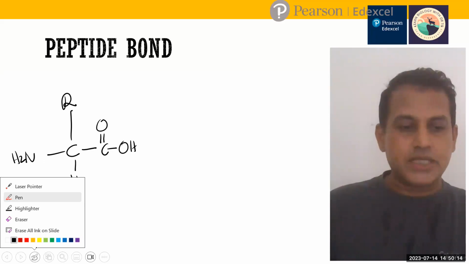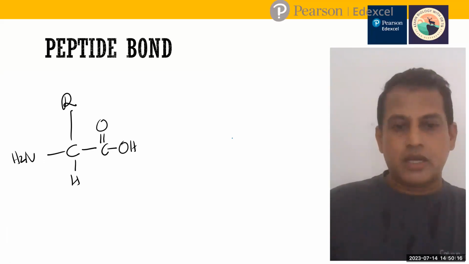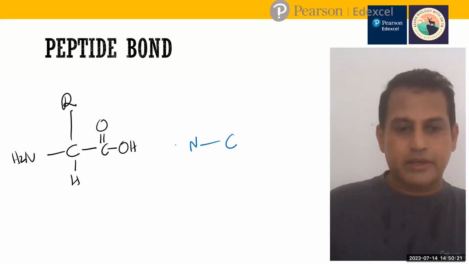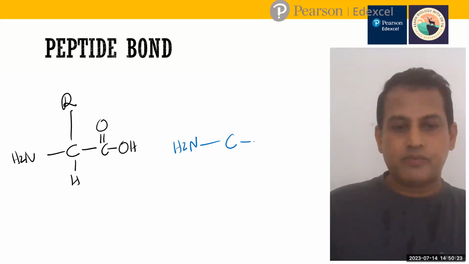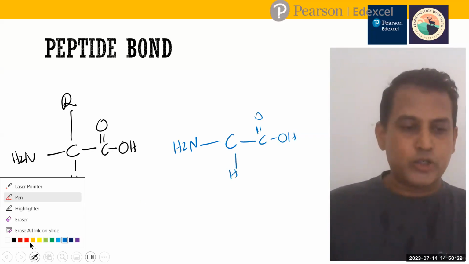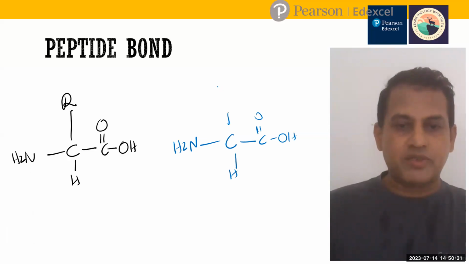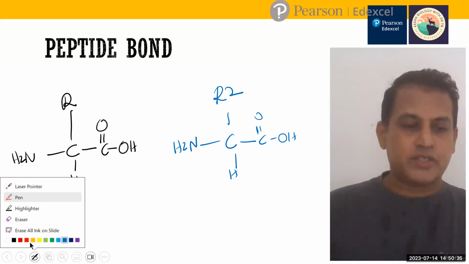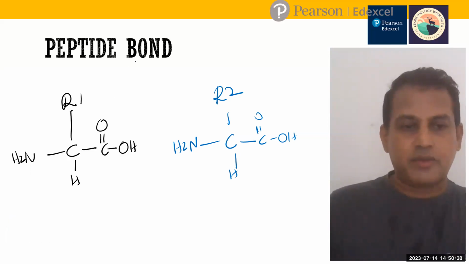Now here comes the second amino acid, carbon, amine group, carboxylic group, H, and I'm going to show you the R group differently, R2. So then the first one may be R1. Okay.